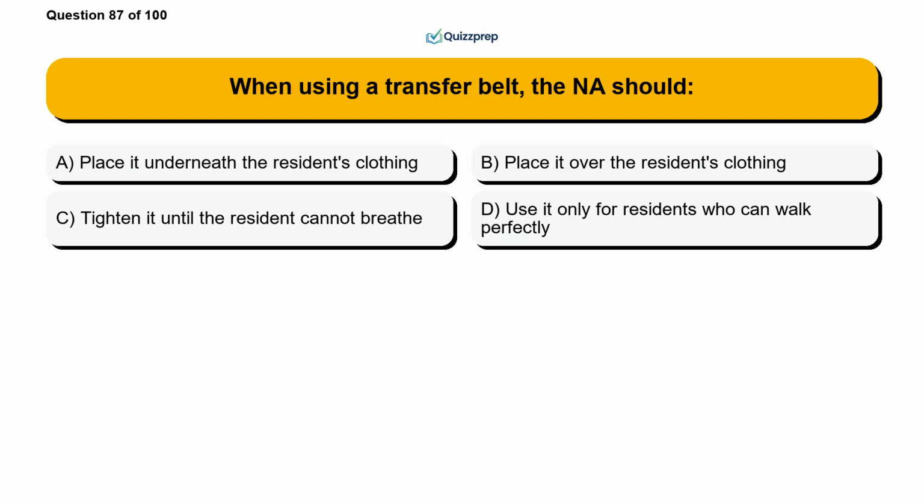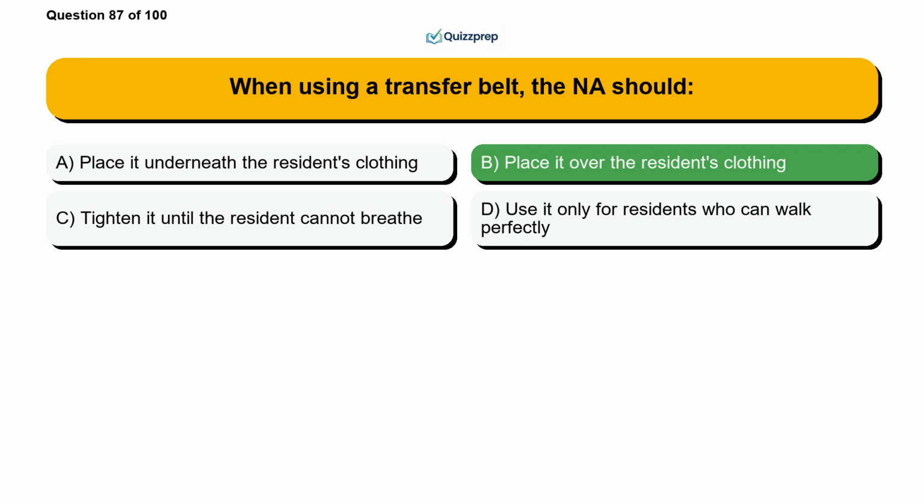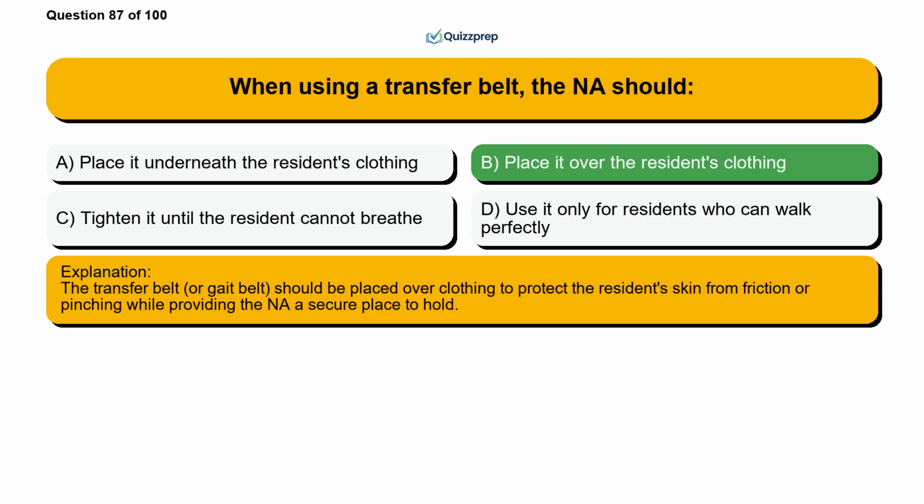Question 87. When using a transfer belt, the NA should, option A, place it underneath the resident's clothing. Option B, place it over the resident's clothing. Option C, tighten it until the resident cannot breathe. Option D, use it only for residents who can walk perfectly. The correct answer is option B, place it over the resident's clothing. The transfer belt, or gait belt, should be placed over clothing to protect the resident's skin from friction or pinching while providing the NA a secure place to hold.